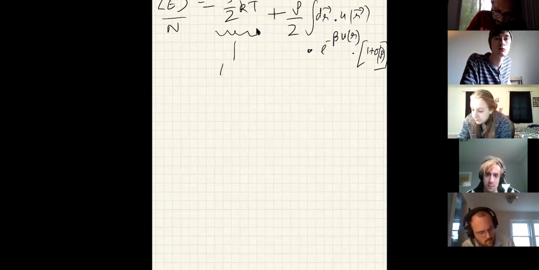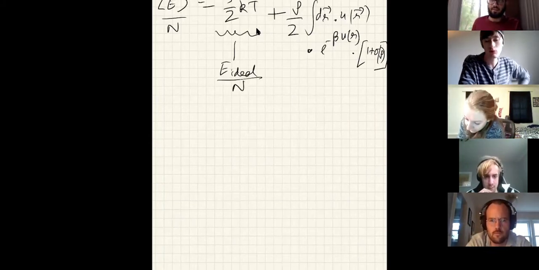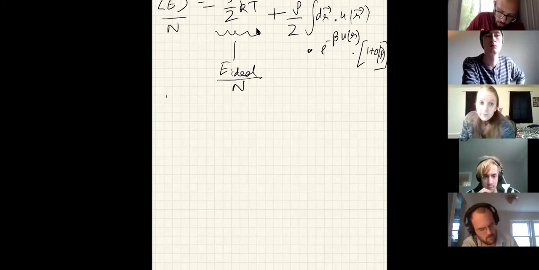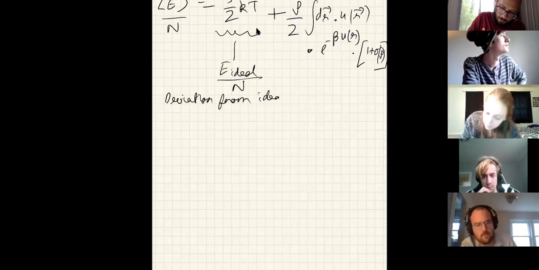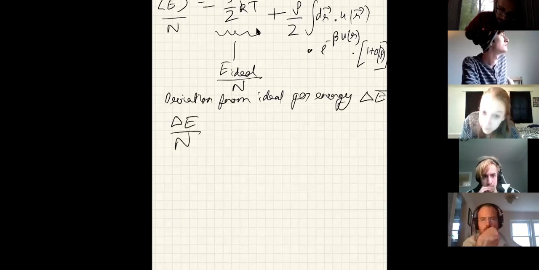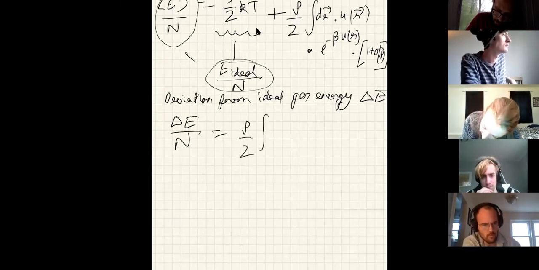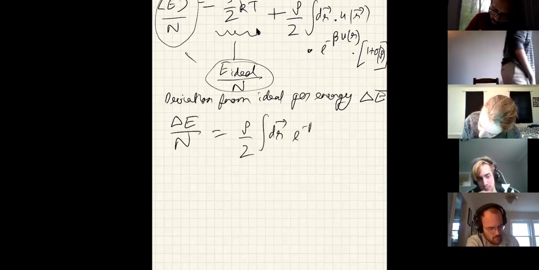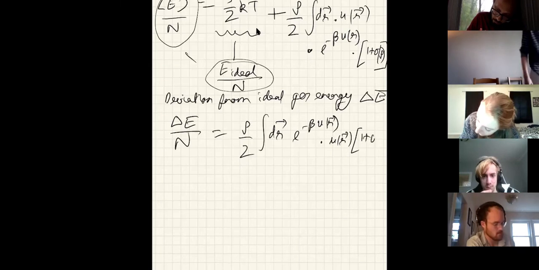This thing is not the energy of an ideal gas, it is the energy of an ideal gas divided by N. So we can think about the deviation from ideal gas energy, delta E. So what we have here is delta E by N. So difference of this minus this is equal to rho by 2 integral dr e to the power minus beta u of r times u of r, 1 plus order of density.